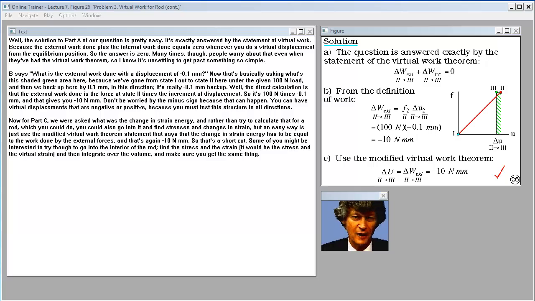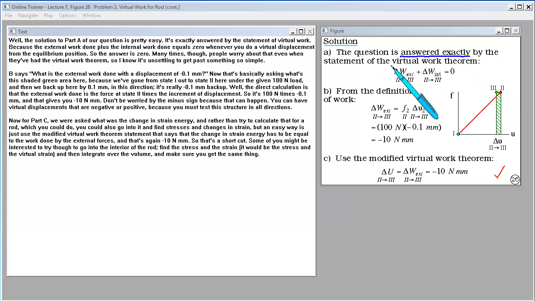Well, the solution to part A of our question is pretty easy. It's exactly answered by the statement of virtual work, because the external work done plus the internal work done equals 0 whenever you do a virtual displacement from the equilibrium position. So the answer is 0. Many times, though, people worry about that even when they've had the virtual work theorem. So I know it's unsettling to get asked something so simple.